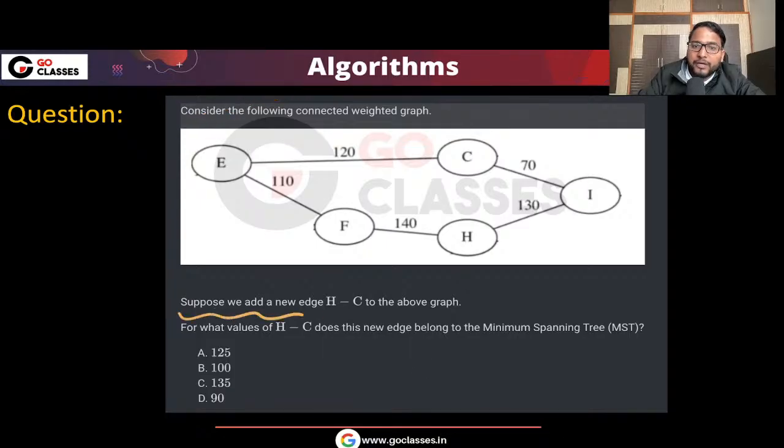Suppose we add a new edge HC, some new edge that we want to add. What are the values of HC for which this new edge belongs to the minimum spanning tree? If we add this, then what is the value of HC such that the minimum spanning tree contains it? Can you tell me?